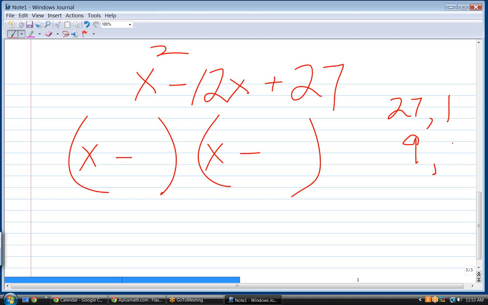So what's this other number have to be? 3. Okay, those are two factors that add to the number 12. That's my answer, 9 and 3. And in this case, it doesn't matter where I put the 9 and 3. I could put the 3 over here and the 9 over there. It's still going to multiply back together to give me that.